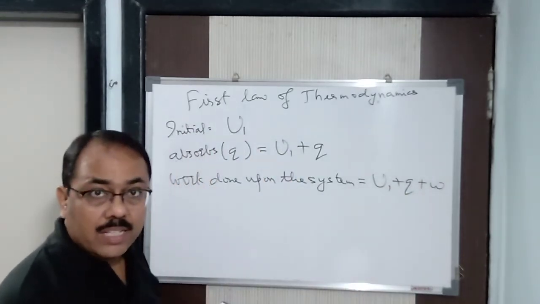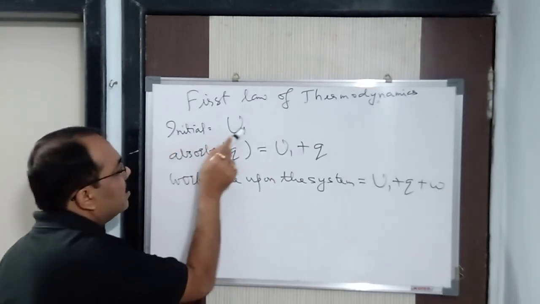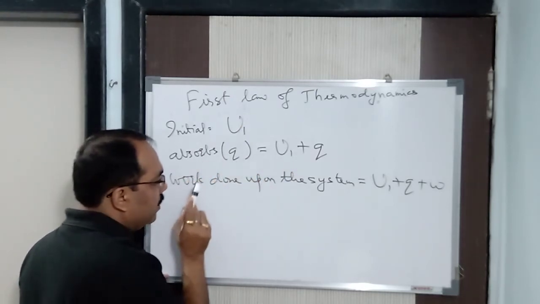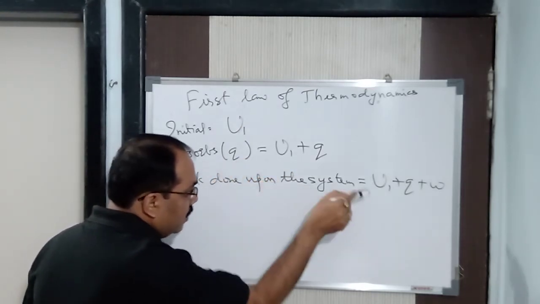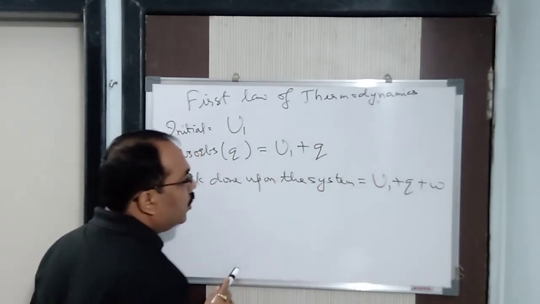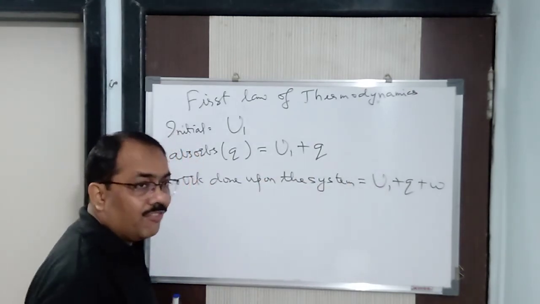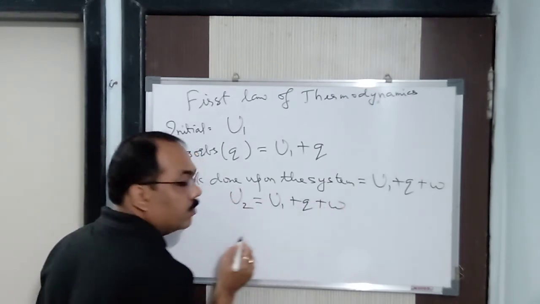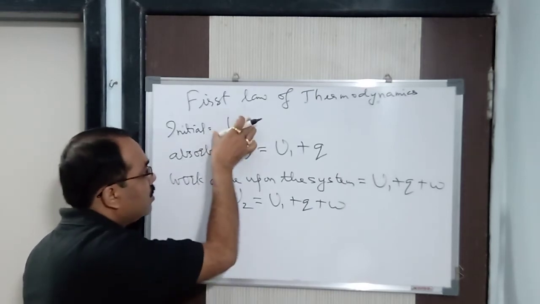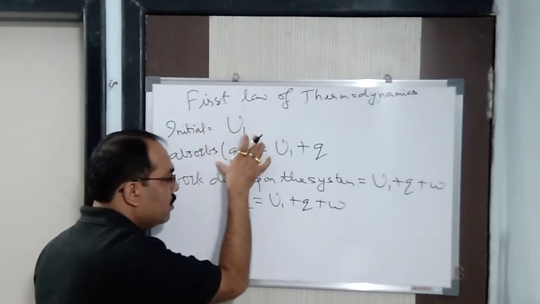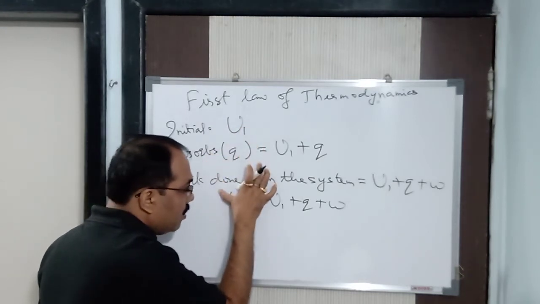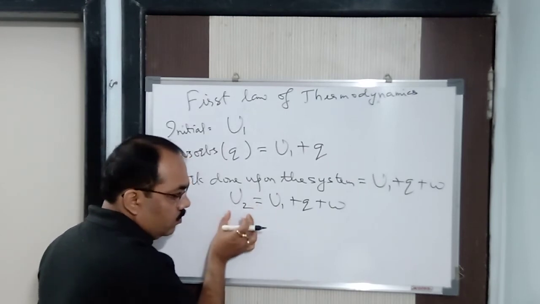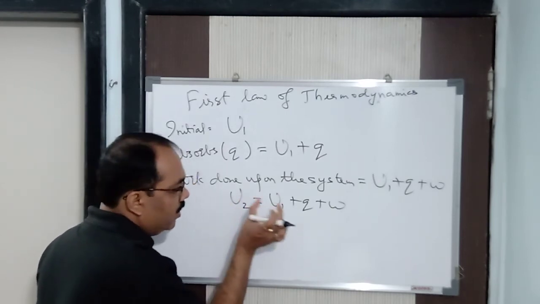So if I make a particular sentence, I can say it this way. Let us say the initial internal energy of the system is U1. It absorbs Q amount of heat and the work done upon the system as a result is W. Due to which the final internal energy of the system, U2, is nothing but U1 plus Q plus W.